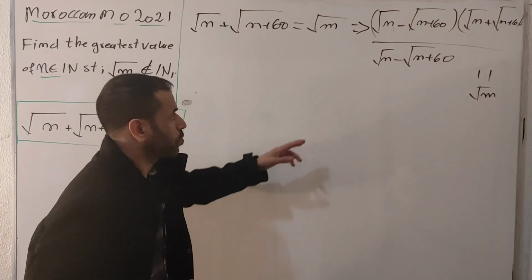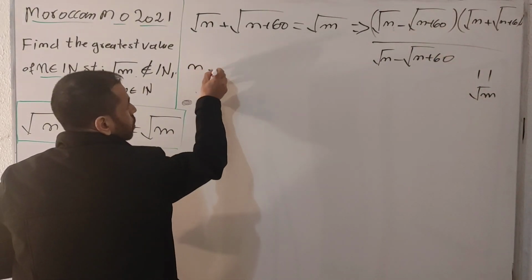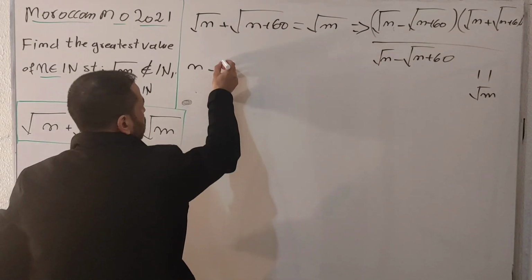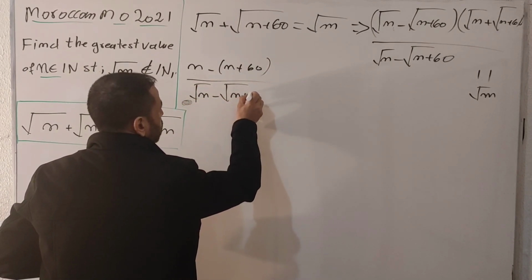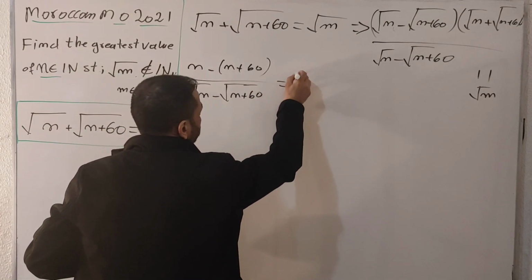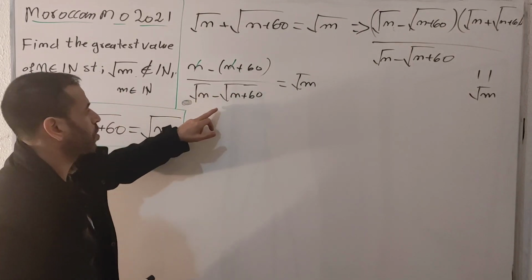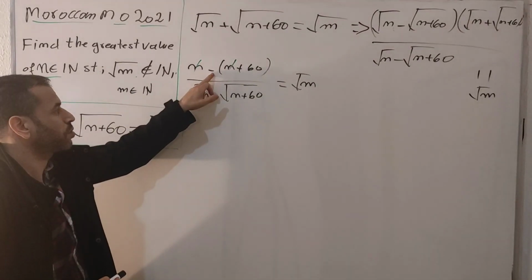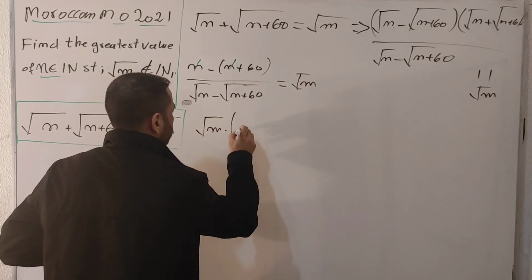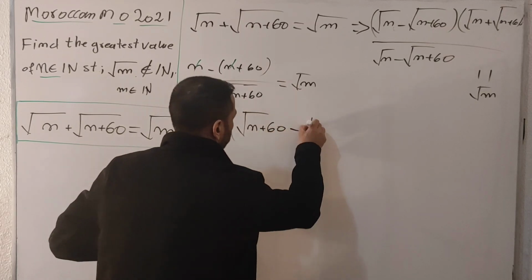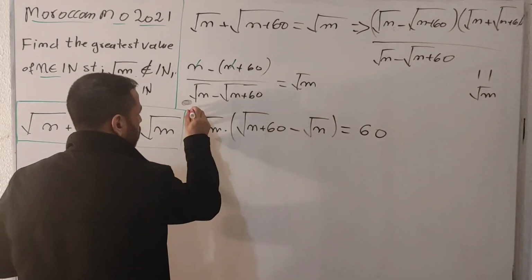By simplifying this expression, the square and square root of n will cancel out each other. I will get n. The same thing with the square root of n plus 60: I will get n plus 60, divided by square root of n minus square root of n plus 60, equals square root of m. This n will cancel out, and I will be left with minus 60 over square root of n minus square root of n plus 60. I'm going to switch these two terms, cancel out the minus sign from numerator and denominator, and multiply side by side. I will get square root of m multiplied by square root of n plus 60 minus square root of n equals 60. So I have ended with this expression.